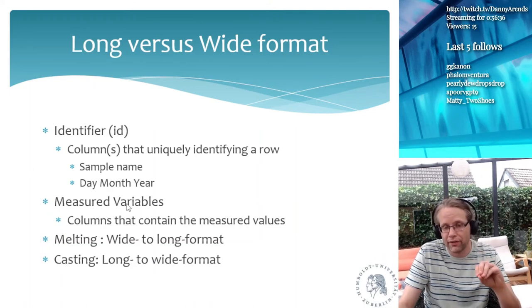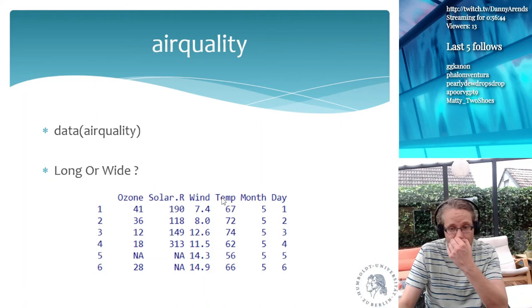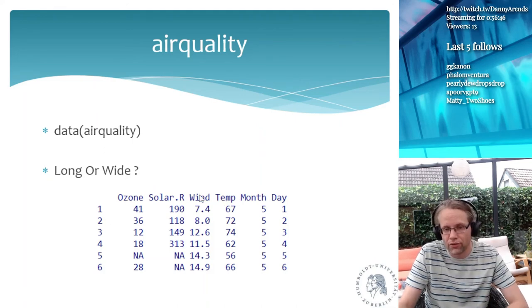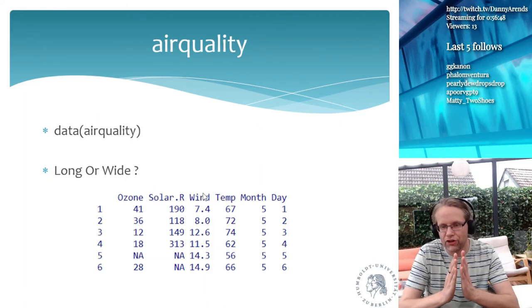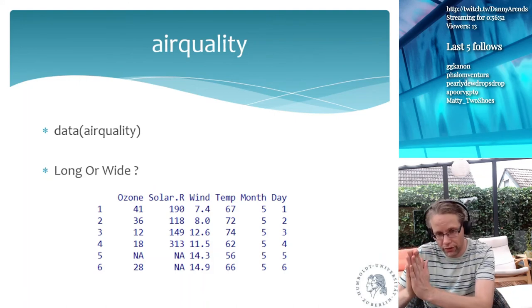And then we have measured variables. Those are the columns that contain the measured values: ozone, solar radiation, wind, and temperature. Those are the things that we measured. And these are the four columns that we now need to squish into the variable column. And then, of course, all of the values go into the value column.